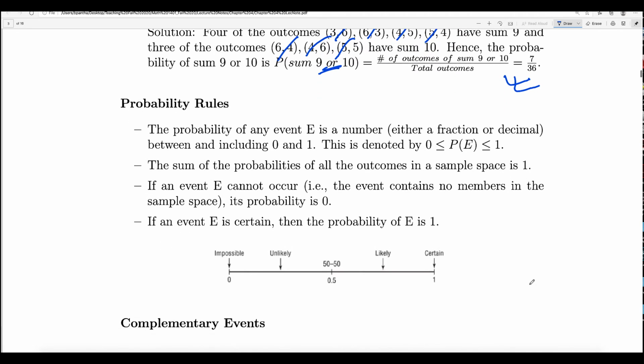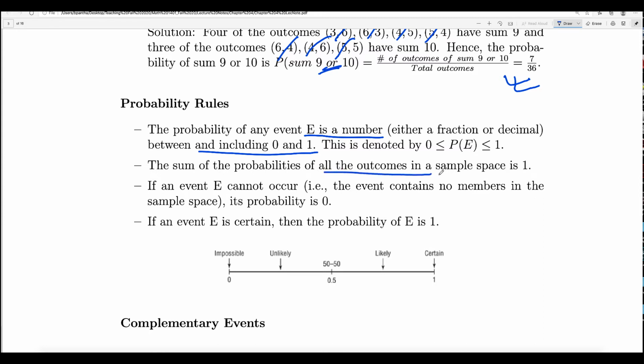Now let us talk about the probability rules. The probability of an event is a number between 0 and 1. If an event cannot happen, the probability will be 0. If the event is sure to happen, the probability will be 1. And the sum of the probabilities of all outcomes in a sample space is 1.